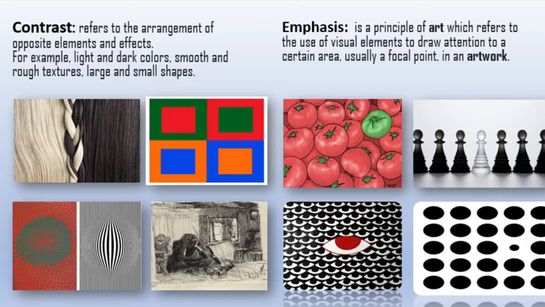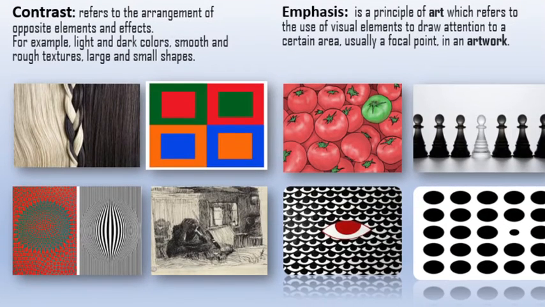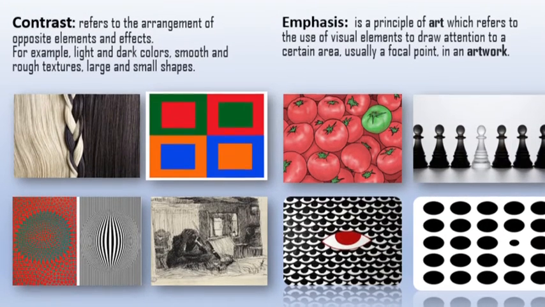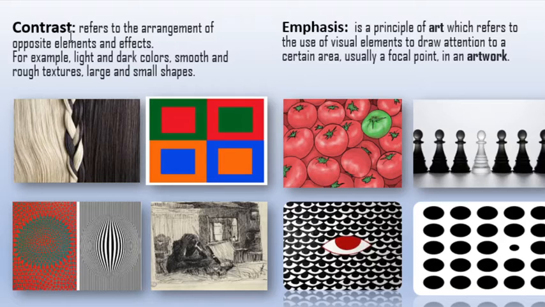Yes, we also have contrast. Contrast refers to the arrangement of opposite elements and effects. So for example, we have light and dark colors, we have smooth and rough textures, we have large and small shapes. All these things are described as what?